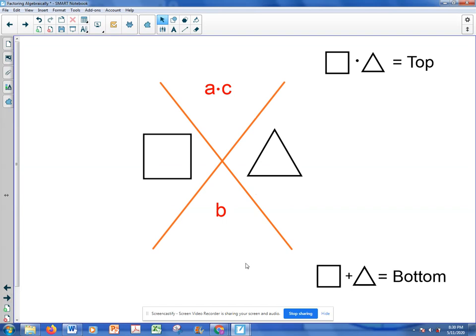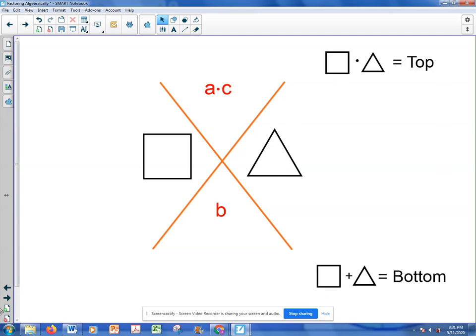I've got this little thing over here. I call it the X box. You take the quadratic term times the constant, a times c, from the previous problem or whatever quadratic you have, and that goes up here in the top. Then you put the linear term all by itself down here in the bottom. We want to find two numbers that when we multiply them together give us the top, and when we add them together give us the bottom.